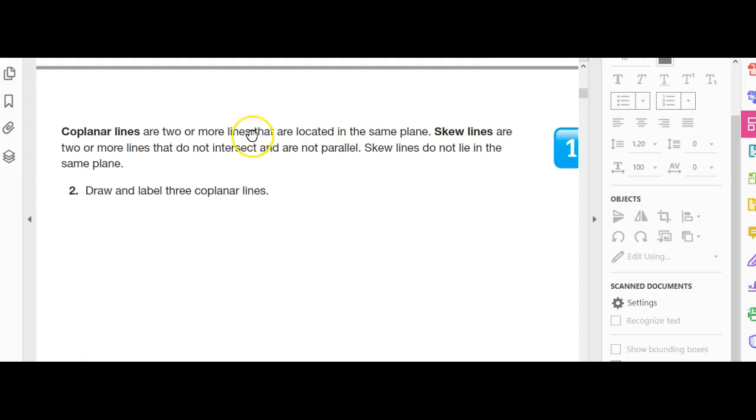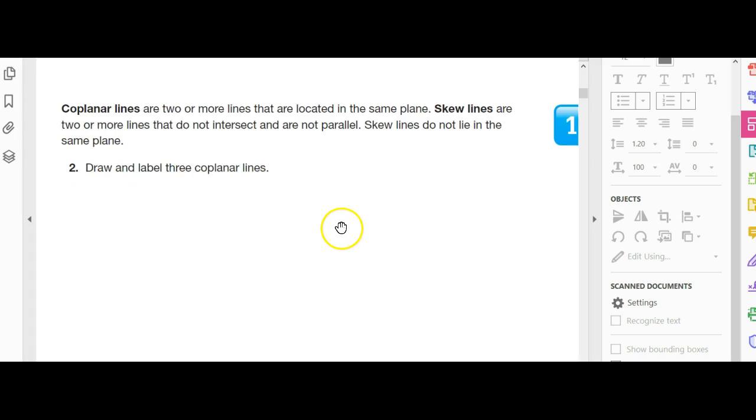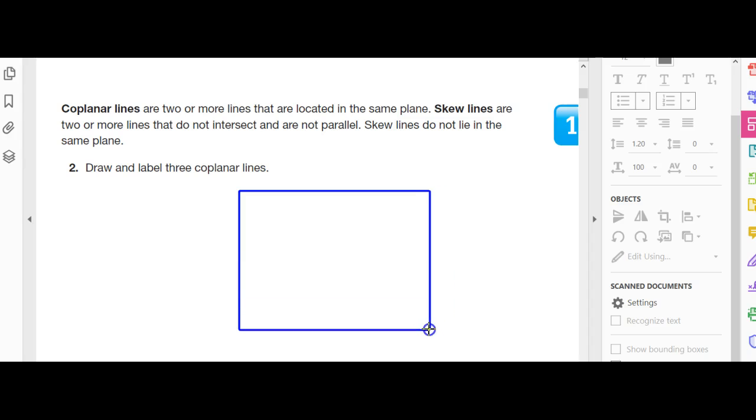Okay. Now, we want to draw and label 3 coplanar lines. And we've talked about skew lines a little bit yesterday. So here we go. They want us to draw and label 3 coplanar lines. So to start with, I think I can make a box here, right? So I'm going to draw a box that represents a plane, right?